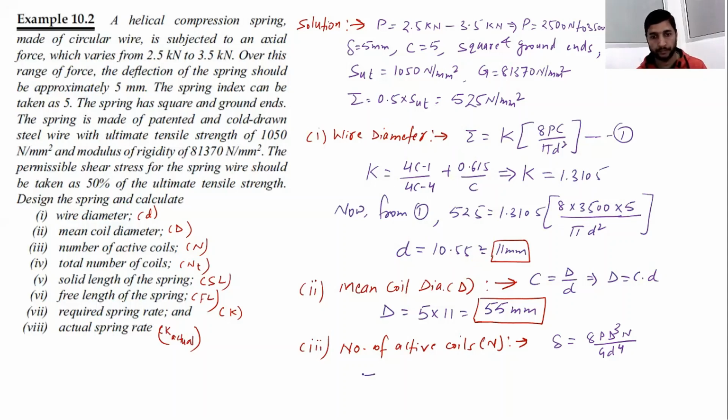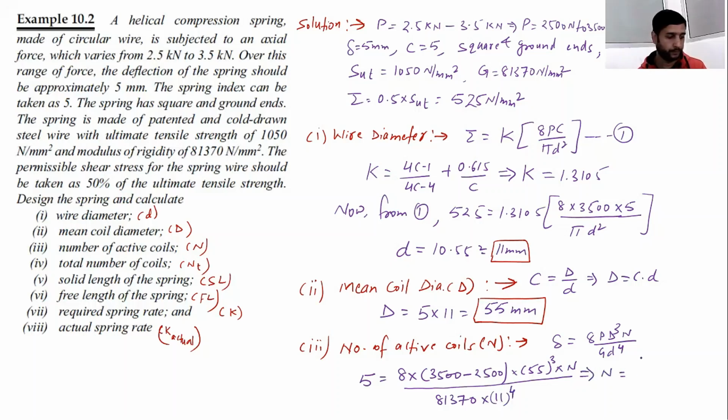ओके, नाउ फ्रॉम हेयर जब आप सॉल्व करोगे इस पर्टिकुलर इक्वेशन को, delta तो आपको लेना है यहाँ पे 5 mm is equal to 8 into P. P now you will have to take 3500 minus 2500 because it's a range, into D cube. So that is 55 cube into n निकालना है आपको यहाँ से, divided by 81370 into wire diameter की power 4, that is 11. बस ये चीज ध्यान रखना आपने, यहाँ पे there is only one unknown which is n, and from here your n is coming 4.48, approximately equal to 5 number of coils. So there are total 5 coils which are active.